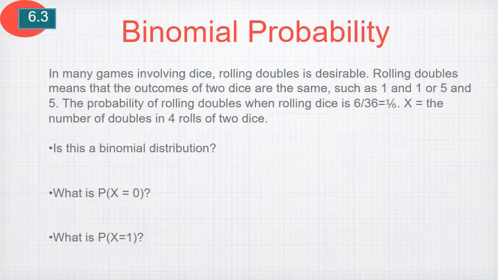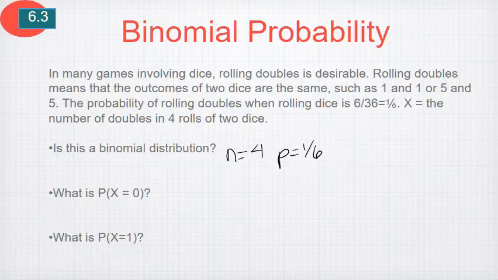Okay, is this a binomial distribution? Well, let's go through our conditions. Is it binary? Yep, I can either have doubles as a success or no doubles as a failure. Is it independent? Sure, one roll won't affect the next outcome. Do I have a set number of trials? I believe it says 4 rolls, so we're good there. And success, is each probability the same? It is, because in each case it's 1/6. So that's going to be n equals 4 and p equals 1/6.